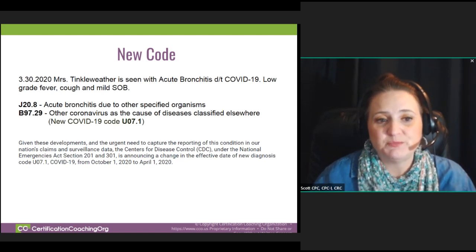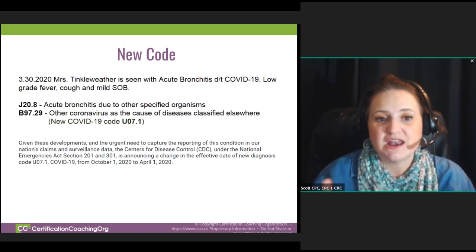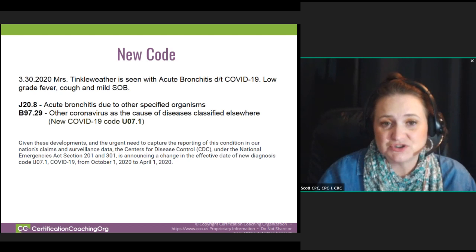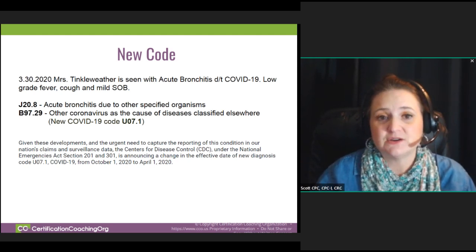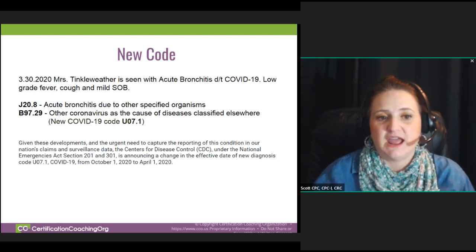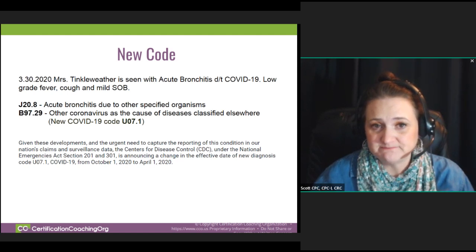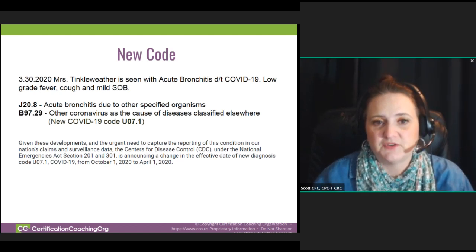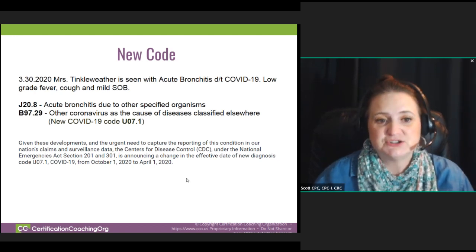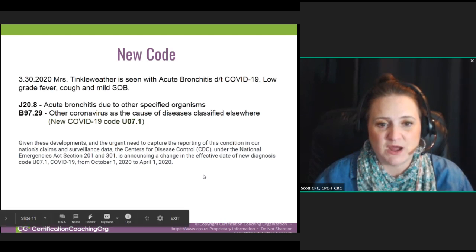And you can't use B97.29 to track COVID because it's used for everything that's an other. An other in this scenario just means it's identified, we just don't have a code for it yet. So now they've identified it, and B97.29 would be the organism. And as of April 1st, we'll be able to use U07.1. Sure, there are some memes coming out there with U07.1.